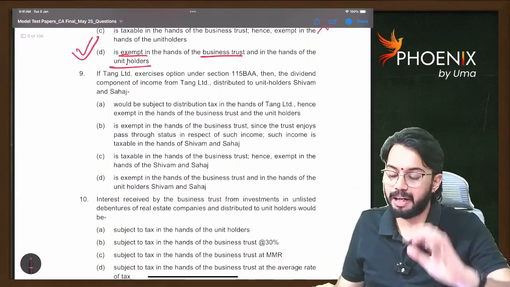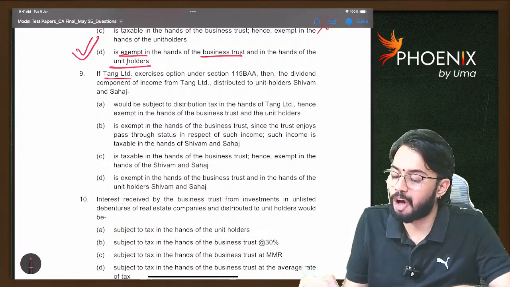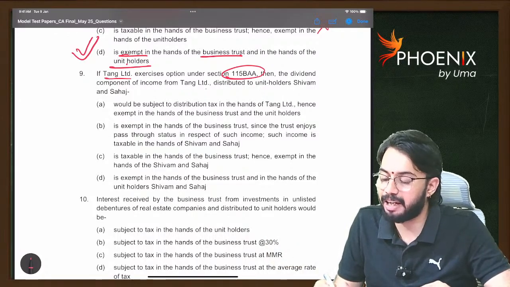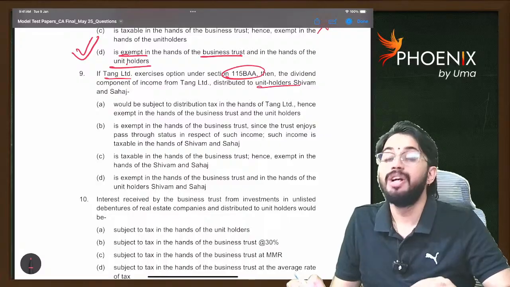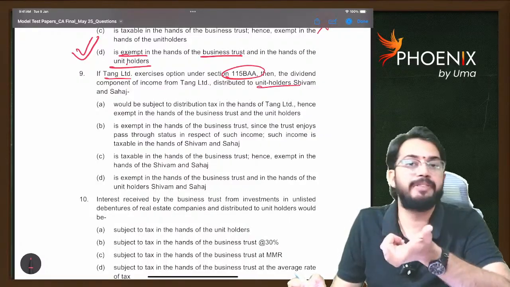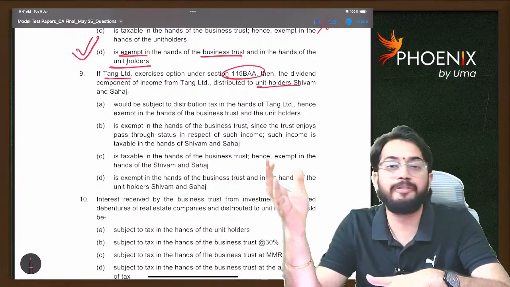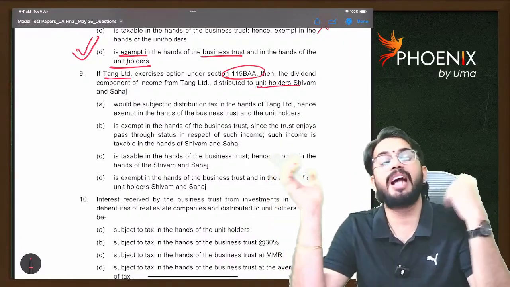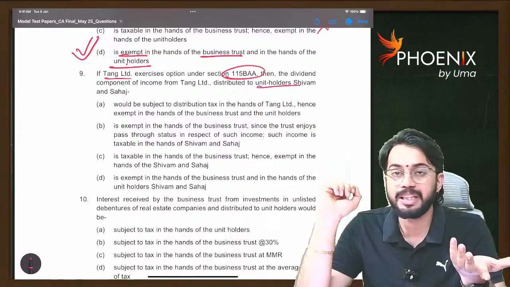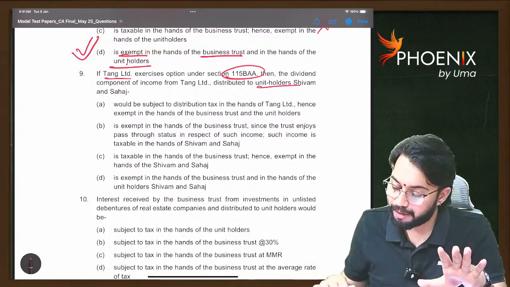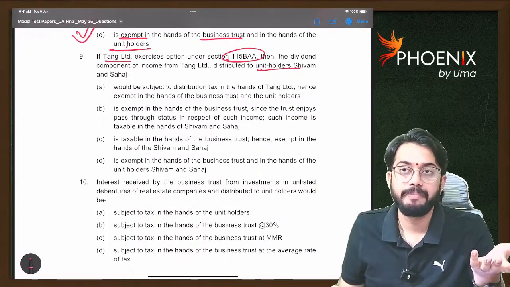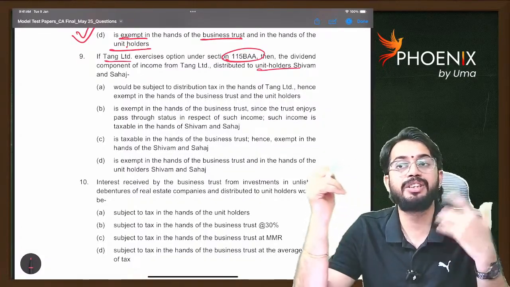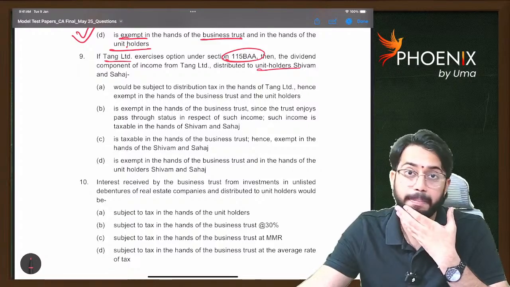Next, question number 9. If Tang Limited exercises the option under section 115 BAA, then the dividend component of income from Tang Limited distributed to unit holders. Whenever the special purpose vehicle Tang Limited is paying taxes under 115 BAA, dividend income is exempt in the hands of the business trust. It is taxable in the hands of the unit holder. Sir, how much is taxable? In the hands of the unit holder, in case of a resident, it is taxable at normal tax rates. In case of a non-resident, it is taxable at 10%.